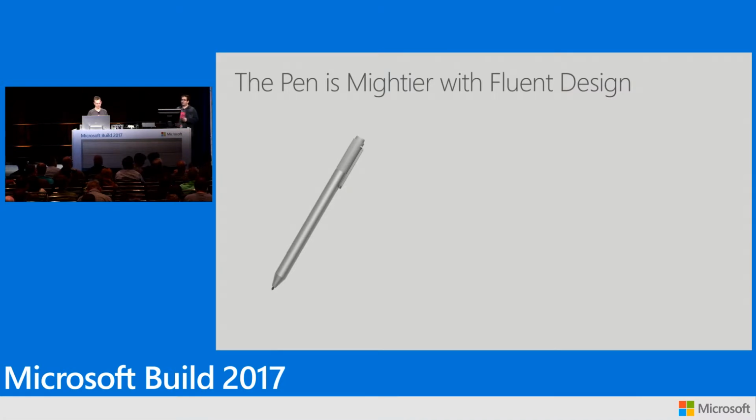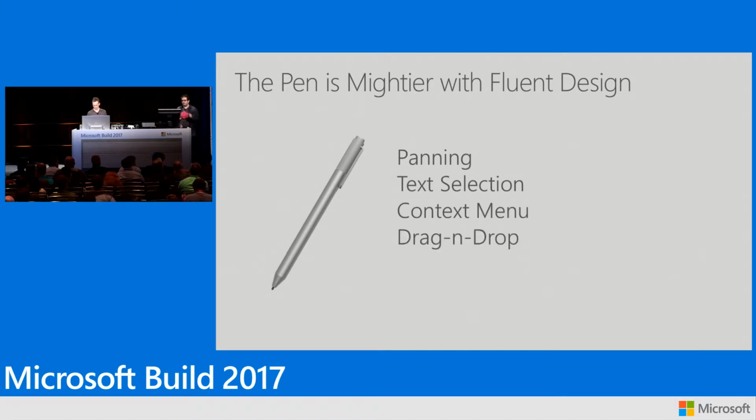I also wanted to point out that there's some model changes coming with pen. If you go to David and Shaw's talk later today, they're going to go into a lot more depth about them. But you'll find that pen with Fluent Design has a far improved model with panning, text selection, how you invoke context menus, drag and drop. It has all the efficiency that you're used to with the pen, but also feels a lot more natural because you can do things like pan with the pen, for example.